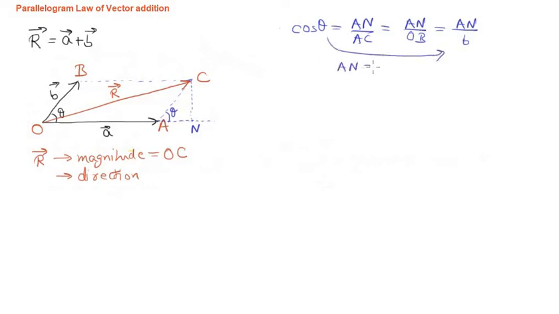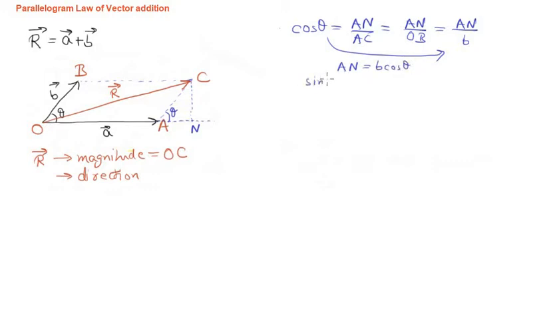So from here we can say that cos theta will be AN by AC, and AN by AC is equal to OB, because opposite sides of a parallelogram are equal, and OB is the length of vector B, so it represents the magnitude of vector B. So if we cross multiply these two, we will get AN is equal to B cos theta.